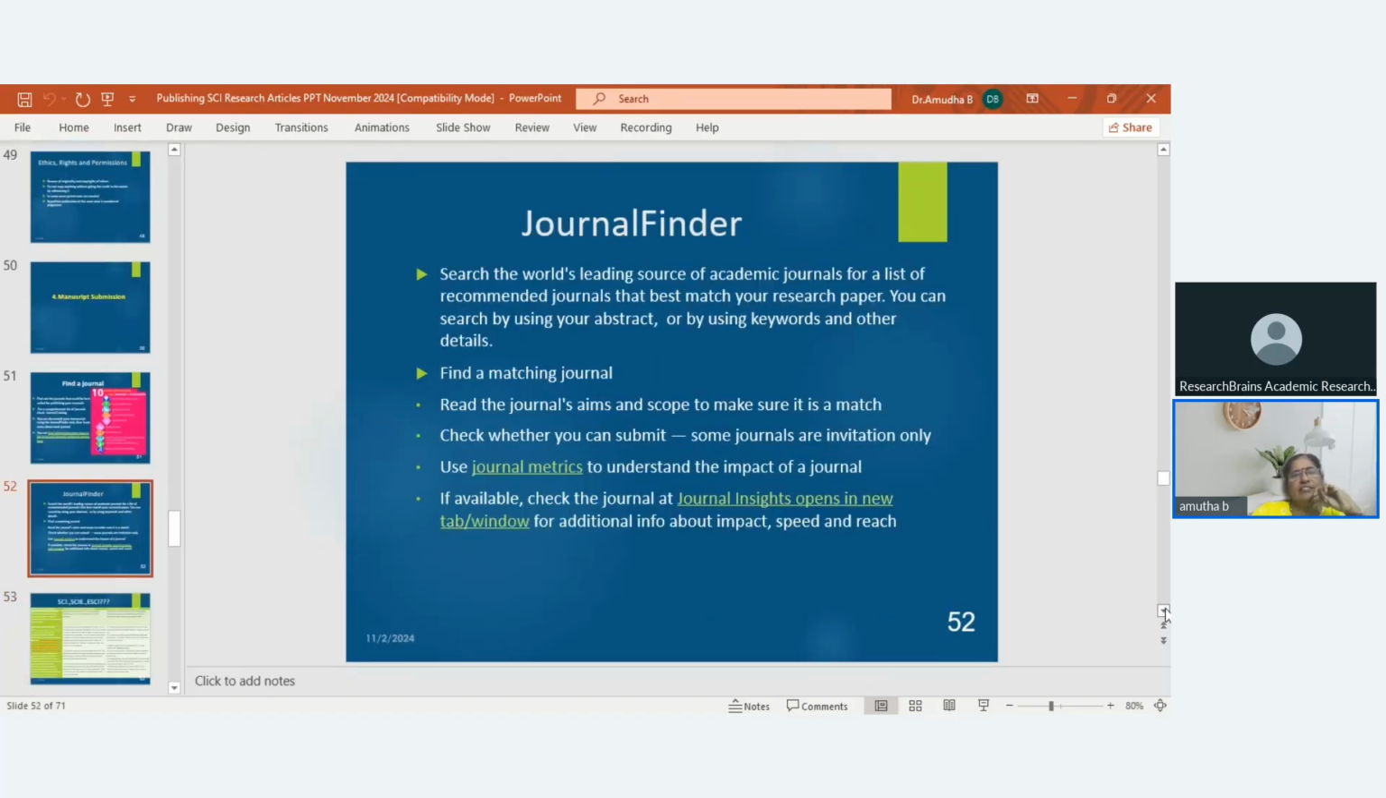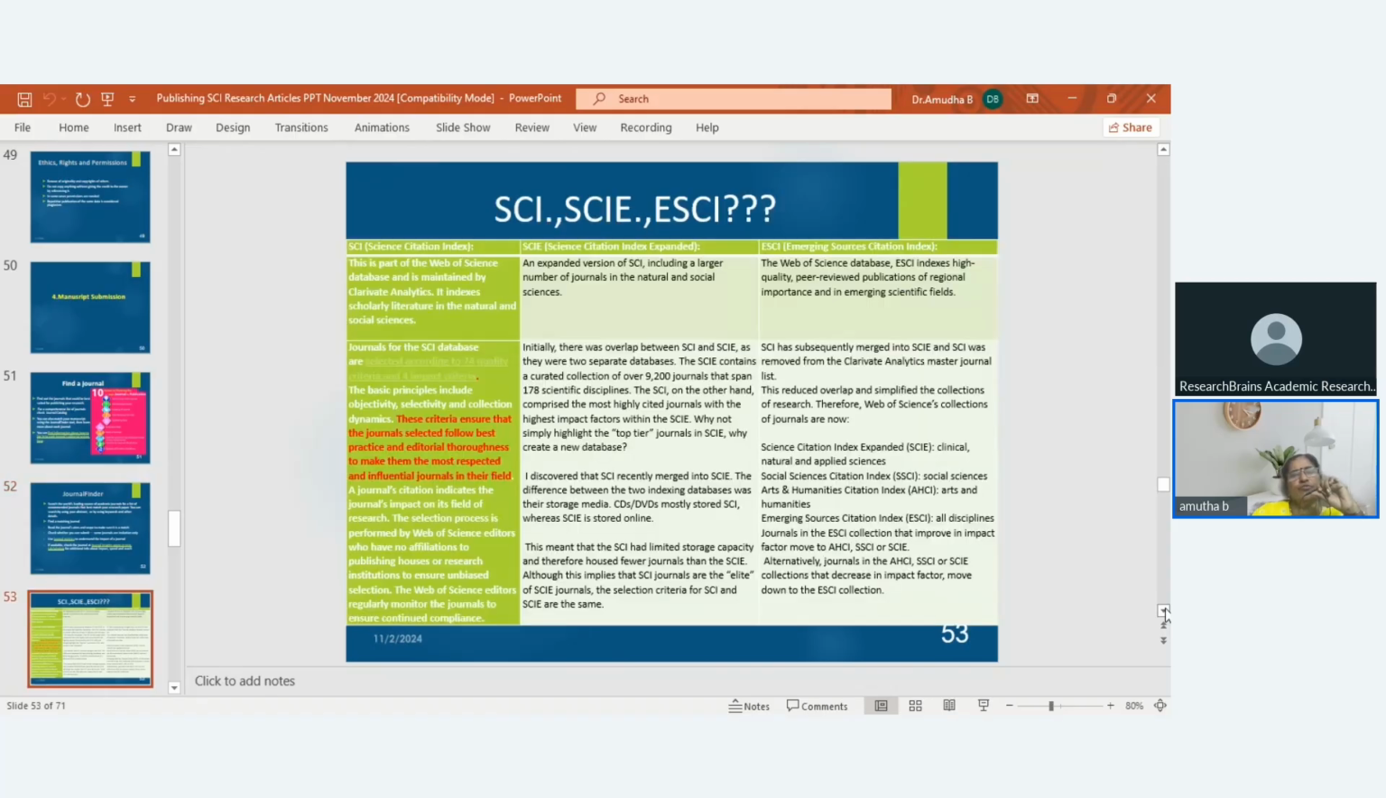And as I said, a journal finder is available elsewhere. You can go through it and find out whether your content matches the journal's aims and scope. Or you can give your abstract, and the journal finder will find journals for you. These are the journals you can choose. There are also journal metrics available, and according to the journal metrics also, you can choose.